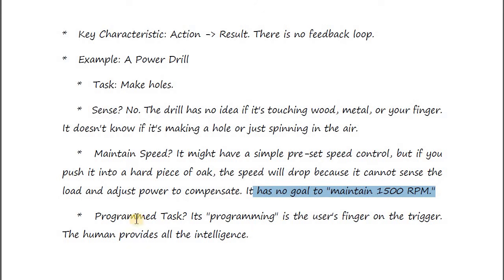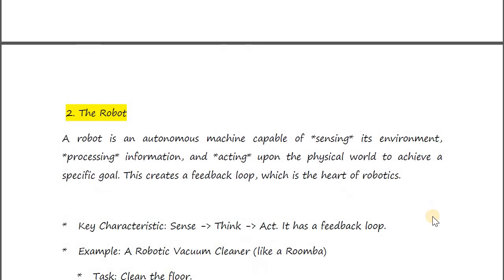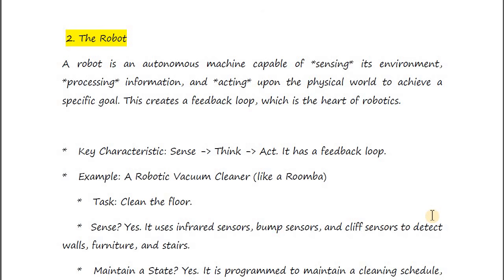What about programming a task? Well, it is basically the user's finger on the trigger, and the human provides all the intelligence. The human is doing all the thinking: when to apply, when to press the button, where it should be applied. So basically, the human pulls the trigger, the drill spins, the human guides, and then a hole is made.